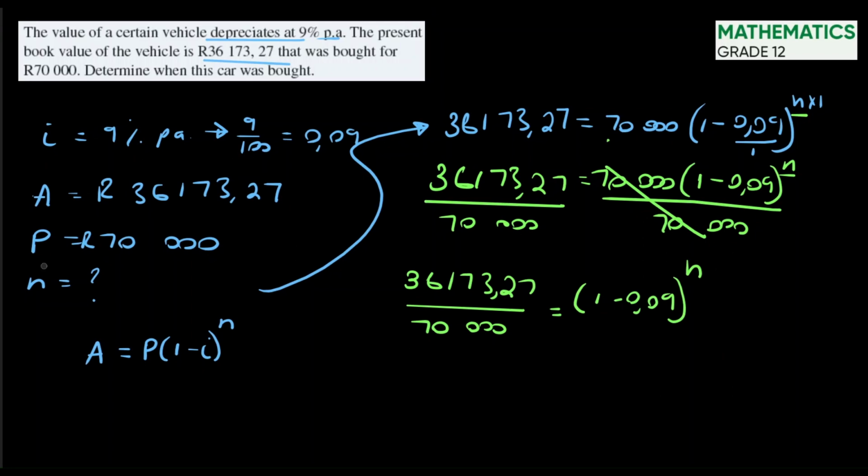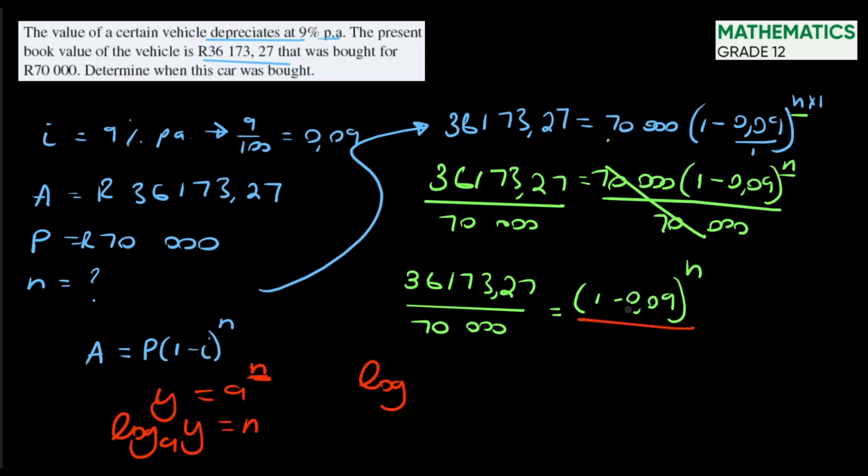Now we come to the critical step of using logs. Logs are used when you're given an exponential, like y is equal to a to the n, where you want your n. So you just say log of y to the base a is equal to the exponent n. If you apply the same logic, the base in this instance is 1 minus 0.09. The base there was a, so the a here is simply 1 minus 0.09.